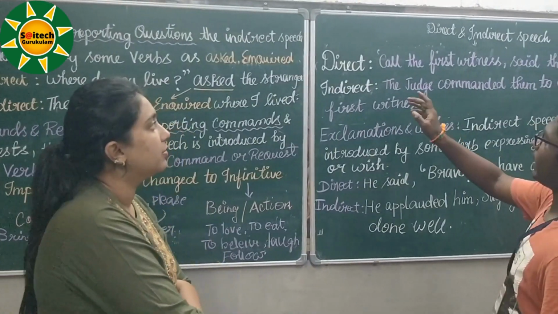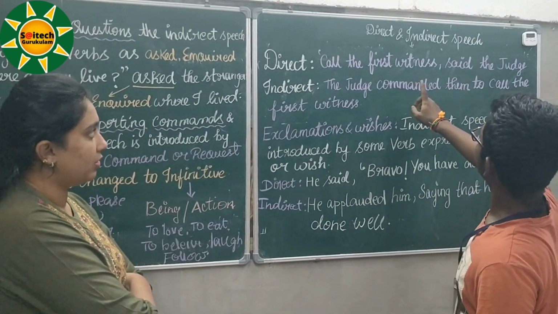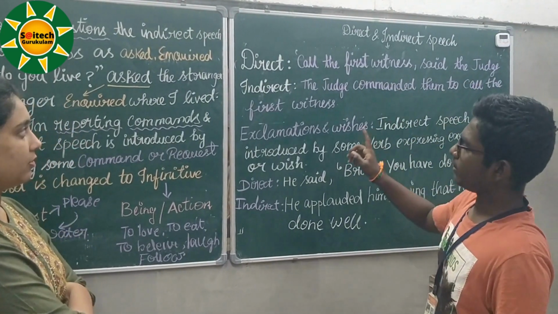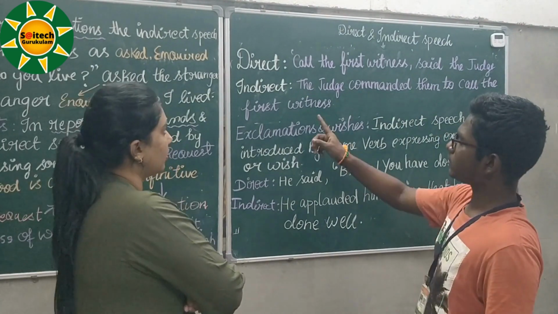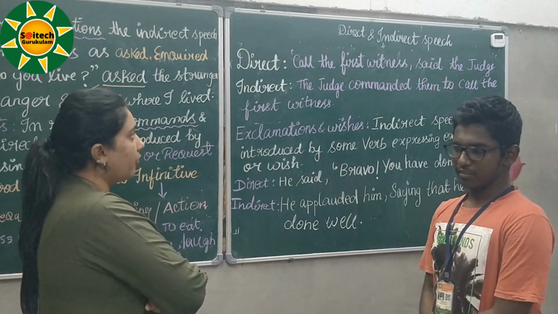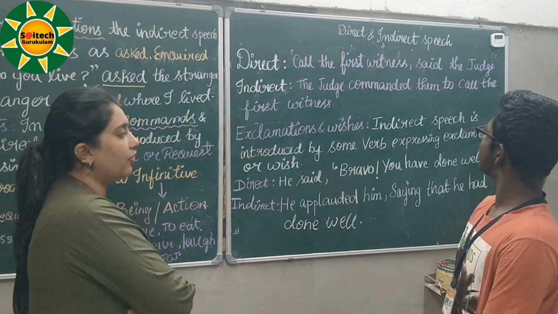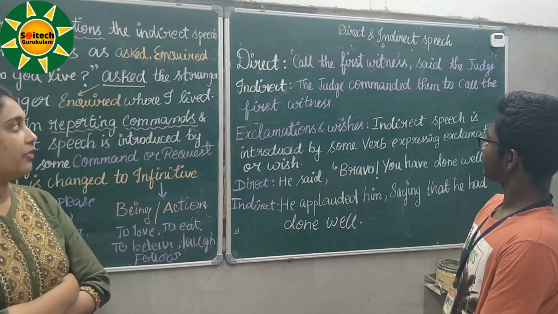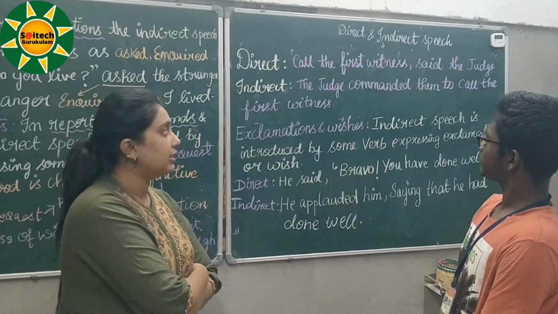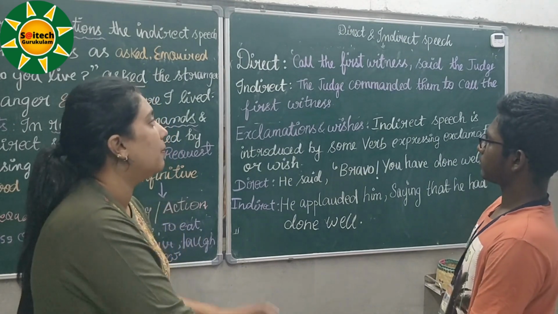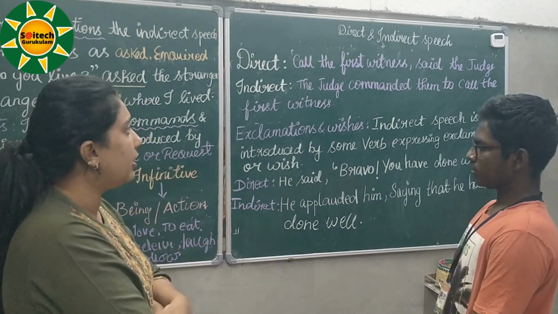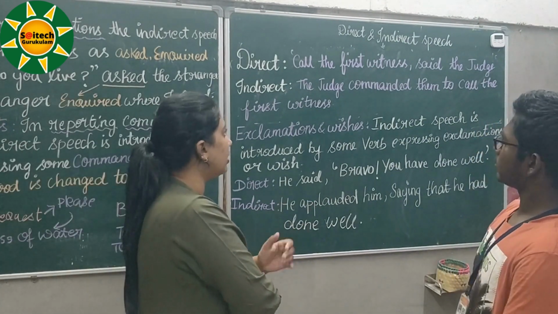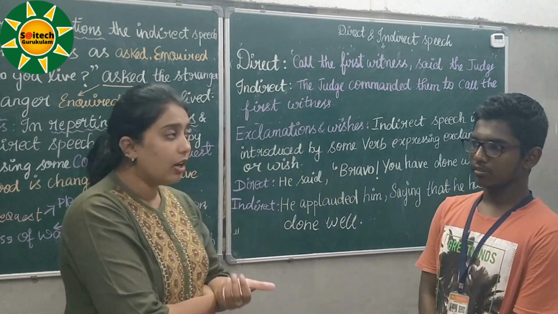In direct speech: call the first witness, said the judge. In indirect speech: the judge commanded them to call the first witness. So this is the example for command and request. In direct, we have just a command. While changing to indirect, I have mentioned a particular word, commanded: the judge commanded them to call the first witness.